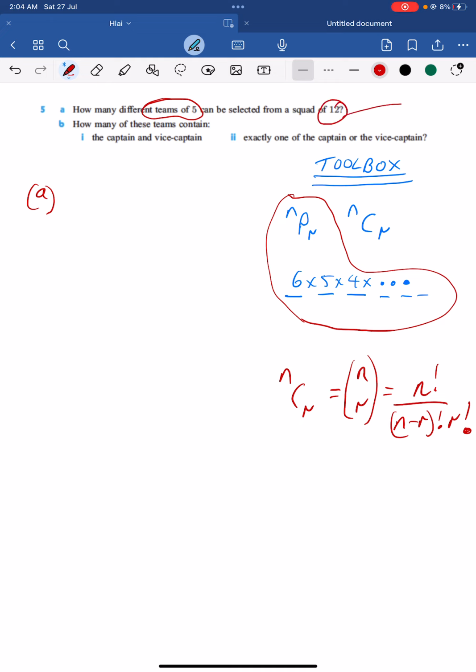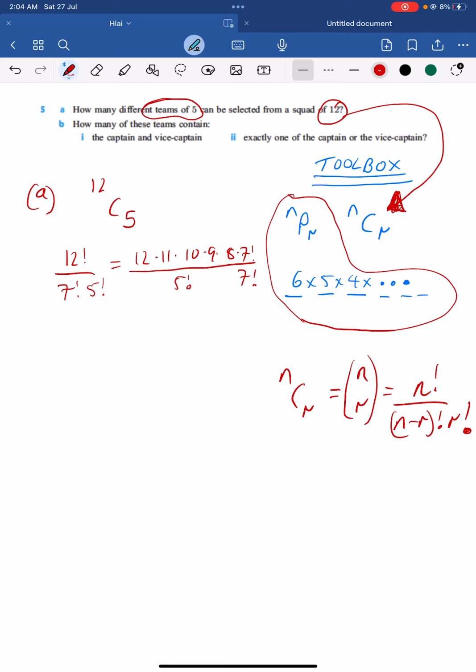So we can pull out the tool which does the job, and that's the combinations tool, where we're just choosing a group, choosing a committee, choosing a team. So that's 12C5. Straight to a calculator. For those who want to be fancy, 12 factorial over 7 factorial, 5 factorial. 12, 11, 10, 9, 8, 7 factorial over 7 factorial, 5 factorial.